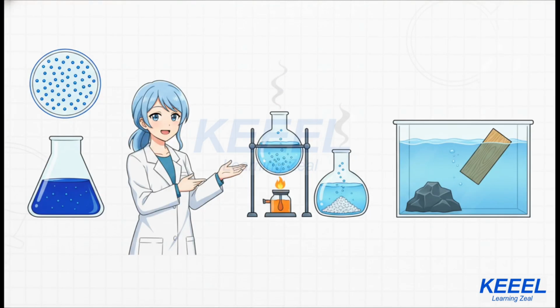So let's bring it all together. Let's do a quick recap. We've learned that a solution is a perfectly uniform mixture. We found out that solubility is the limit of how much you can dissolve, and that you can often change this limit with temperature. And finally, we discovered that density, that simple idea of stuff per space, is the powerful secret behind why things sink or float.